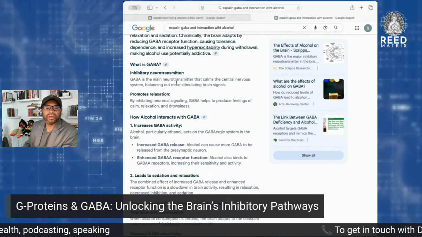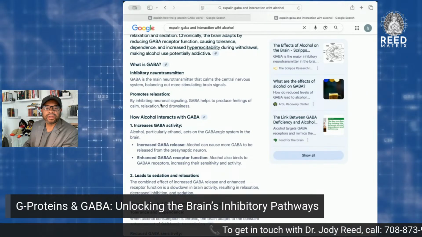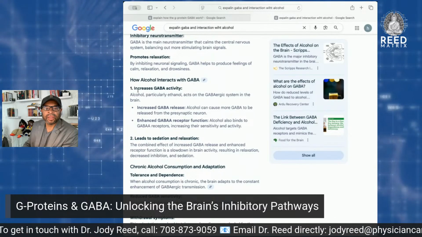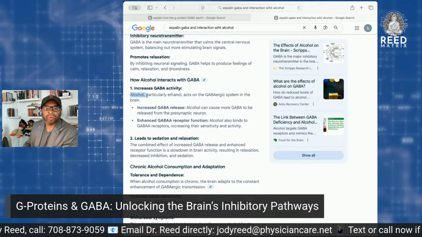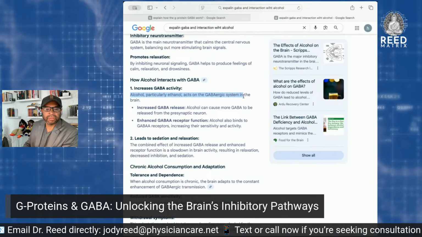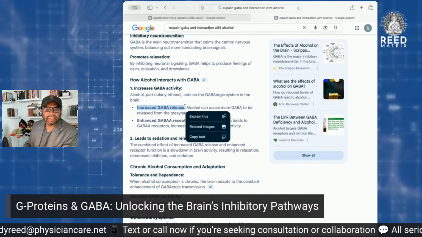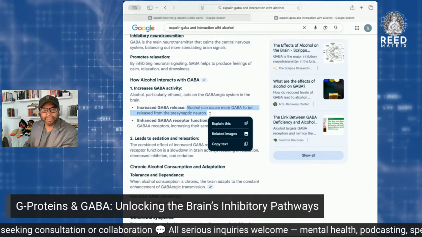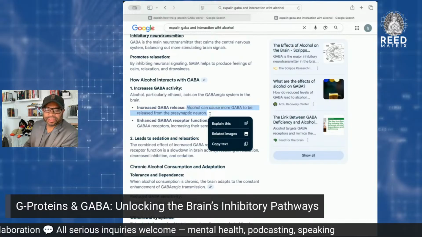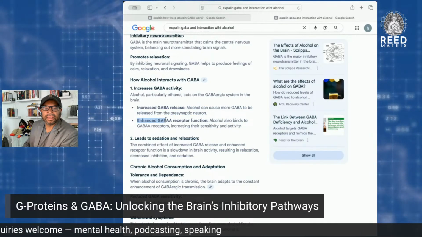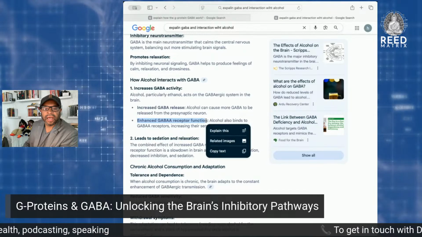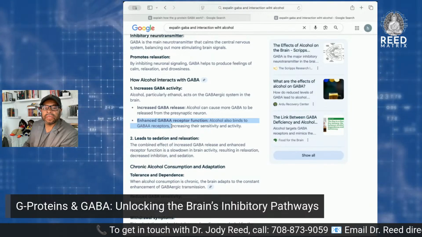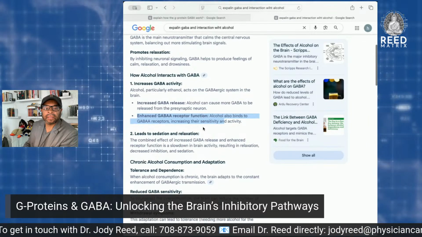What is GABA? Okay, we went through this part here, neurotransmitter, and how alcohol interacts with GABA. Increased GABA activity, particularly alcohol, acts on the GABAergic system in the brain. It increases GABA release. Alcohol can cause more GABA to release from the presynaptic neuron. I was wondering where the GABA came from. It's coming from the presynaptic neuron. Enhance GABA A receptor function. Alcohol also binds to the GABA A receptors? I think it's GABA B, increasing their sensitivity and activities. Okay, let me see here.